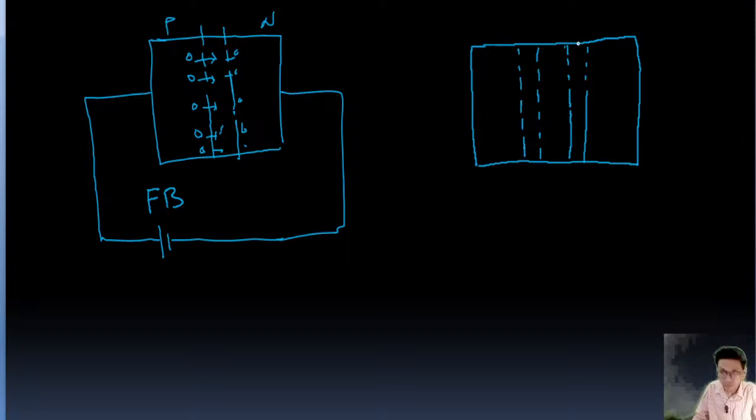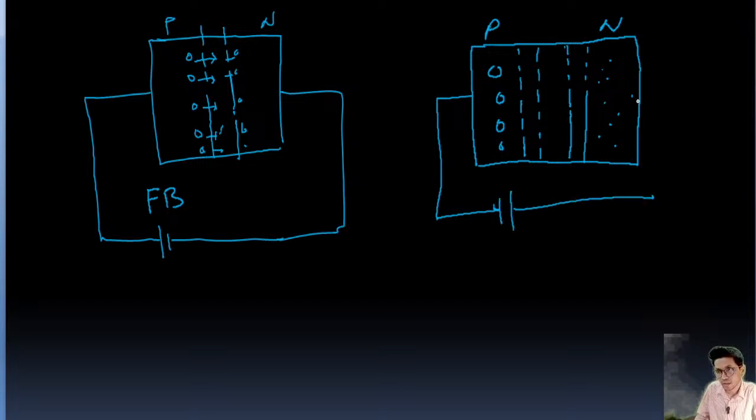Okay, reverse bias, this is P and this is N. So there are holes, there are electrons, and because it is in reverse bias, this side is minus plus, and this is plus minus. So this is RB, reverse bias, my apologies, not FB.